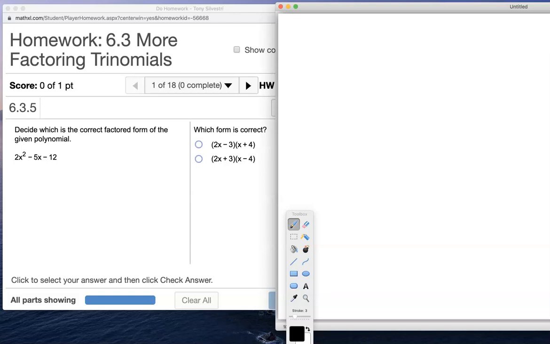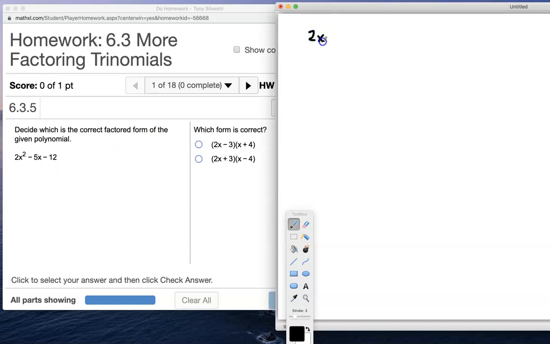Hello, here we are in section 6.3. It's entitled More Factoring Trinomials. Now what the heck does that mean? Let's take a look at this guy right over here. It looks like something that we've done before. We have squares, x's, and numbers. It's a trinomial. Let me copy that here on my board.